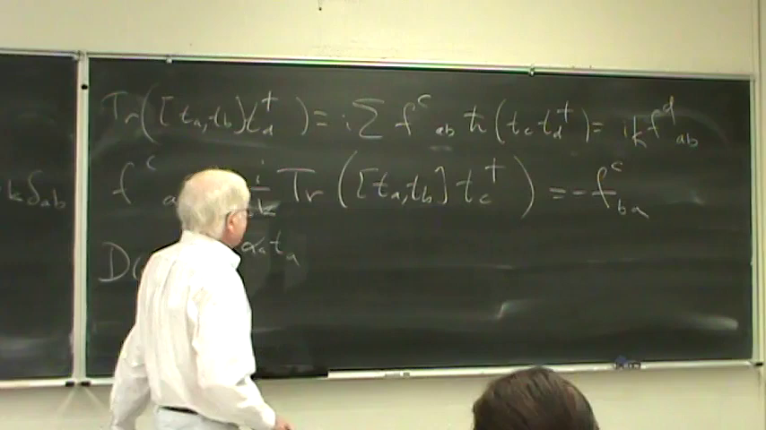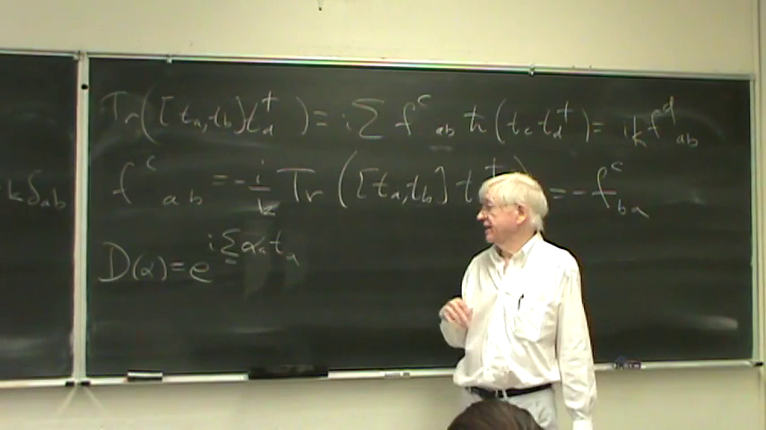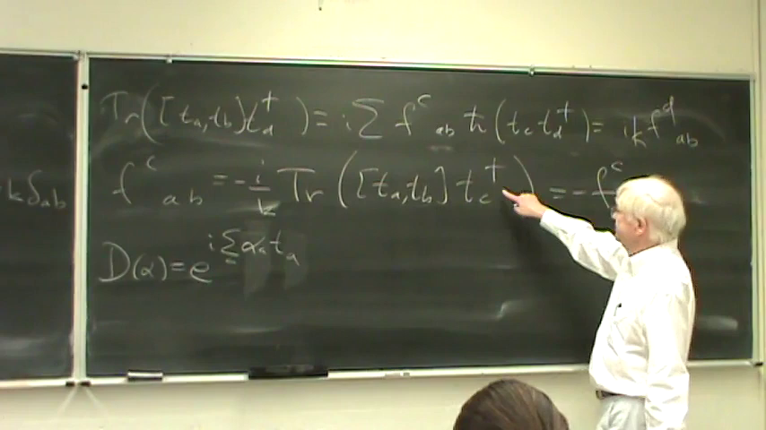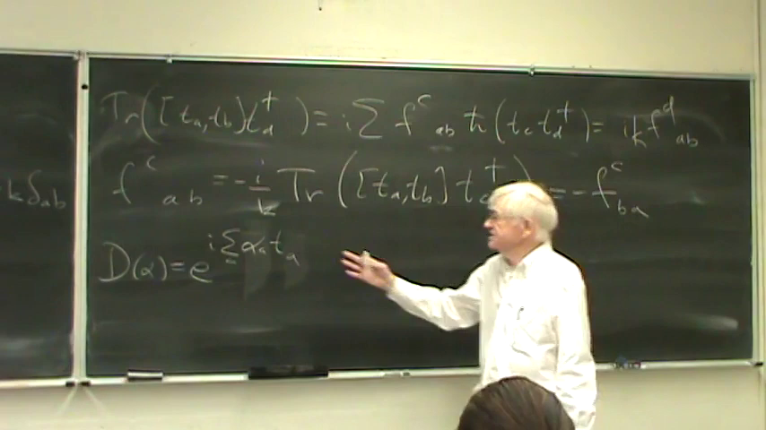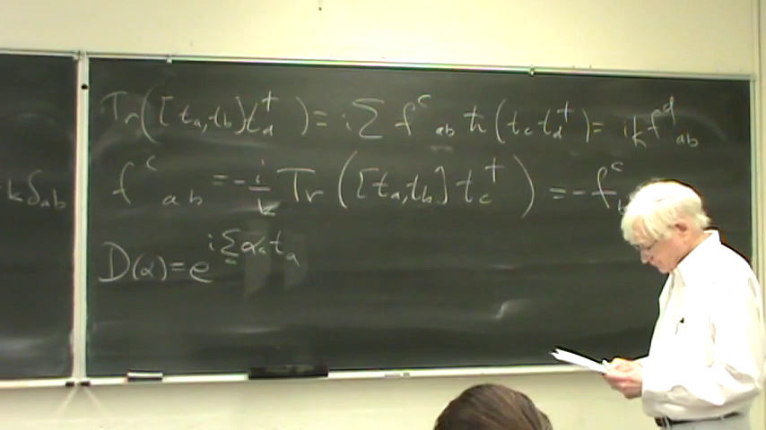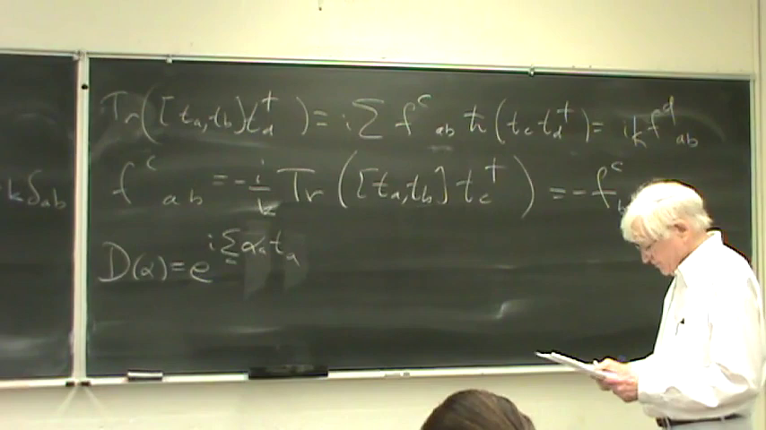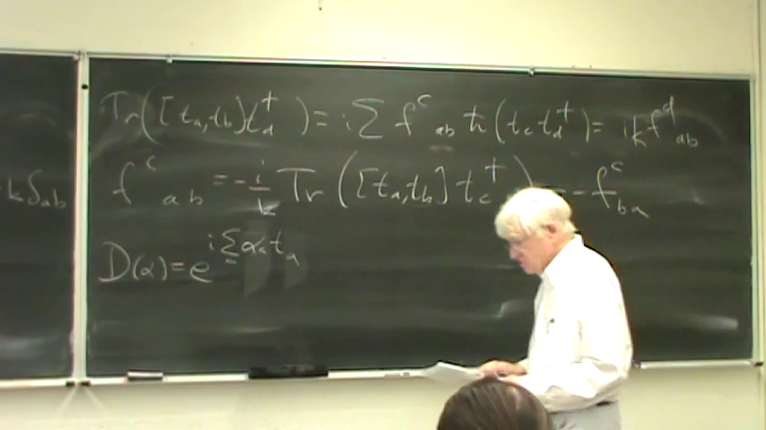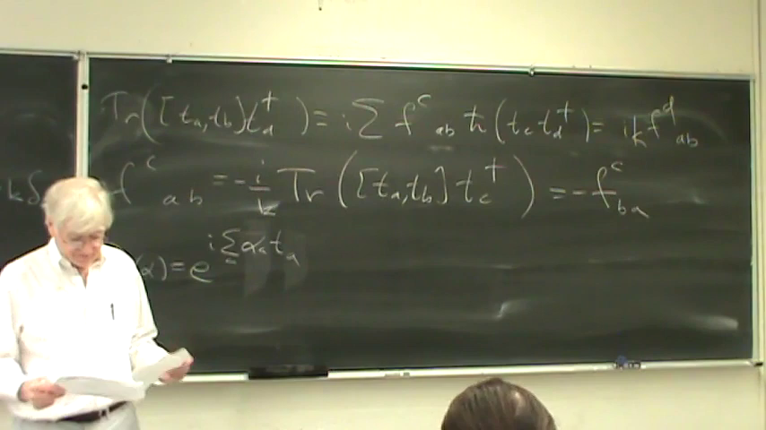If the group is a compact Lie group, then all the T's are Hermitian, and then you don't even need the dagger on the T. And then these F's are not only real, but totally anti-symmetric. They're both real and totally anti-symmetric. That's if the group is compact. In general, it's not going to be compact.